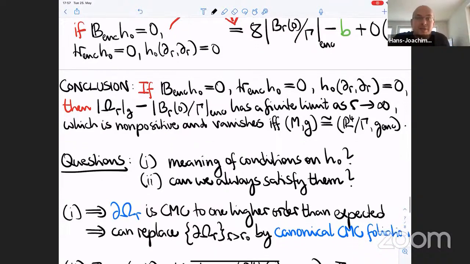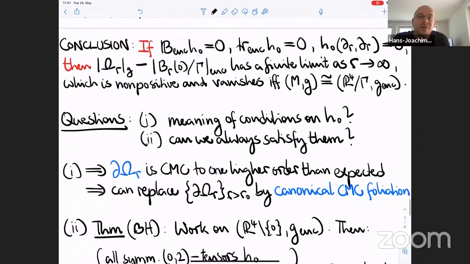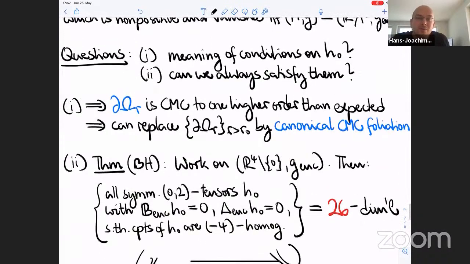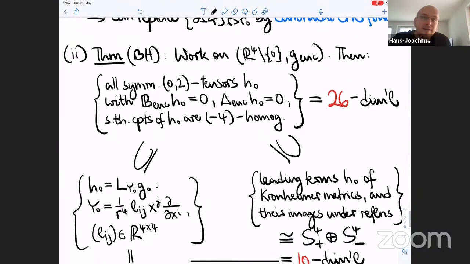Well, and the second question is, can we always find a coordinate system phi so that the leading term of the Ricci-flat metric does satisfy the three magic properties? And well, in some sense, this is maybe the main theorem of the paper. Well, you can.